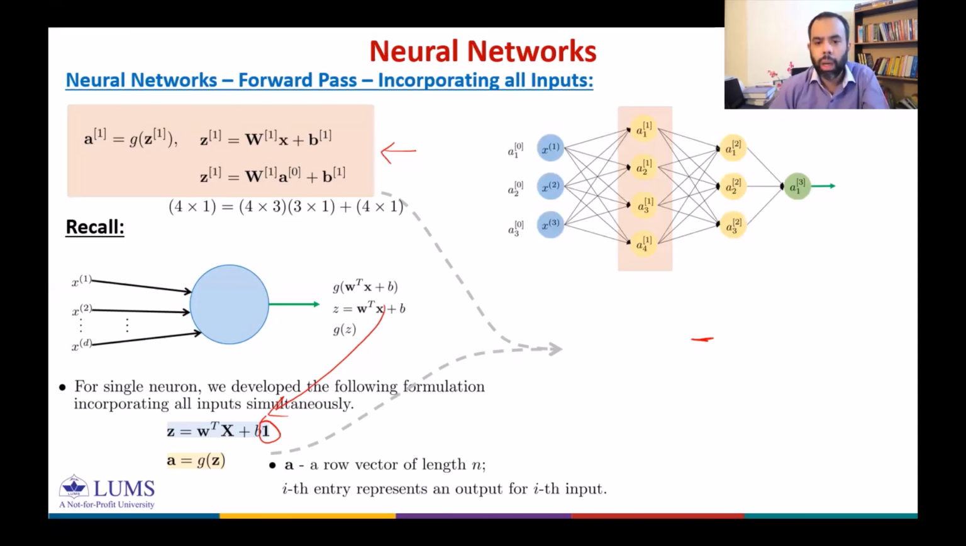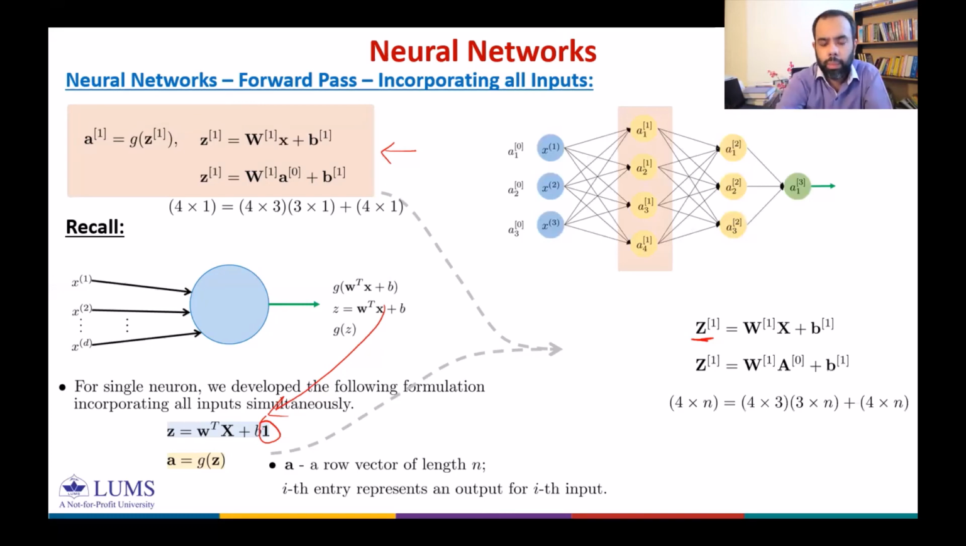And once we have this Z, we can see this is mathematically consistent. Size of W is 4 times 3. Now X has 3 features, but we have n number of inputs, so the size of X is 3 times n. What is B? 4 times n. So how do we relate these two B's? This is important, let me explain.